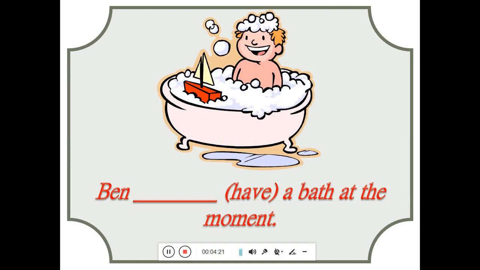Ben is having a bath at the moment. Again, what is the key word here? Yes, please. At the moment. So at the moment is something happening right now. Ben has or hasn't. Yes, sorry, is having. Why? Because we have present continuous is have plus ing.